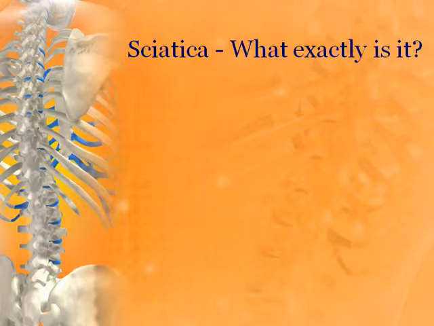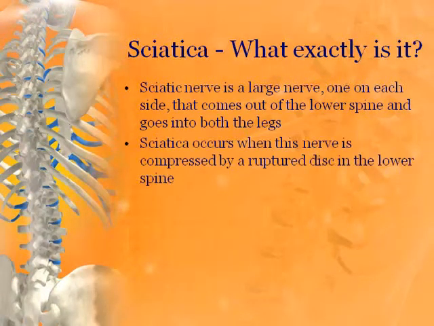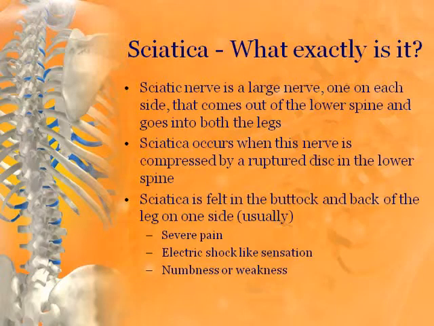So let's talk about sciatica briefly. What exactly is it? Sciatic nerve is basically a large nerve that comes out of the lower spine on each side and goes into the legs on both sides. Now, this large nerve, when it is compressed by a ruptured prolapsed disc in the lower spine, we call it sciatica. Basically, this sciatic nerve is getting pinched by a prolapsed disc against the spine.